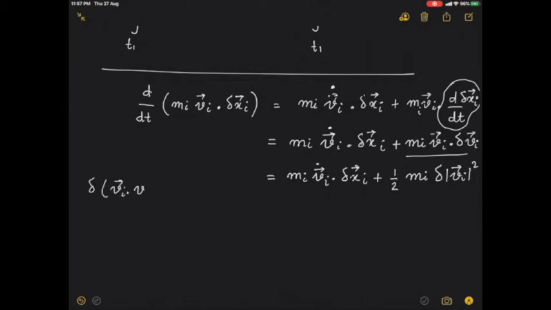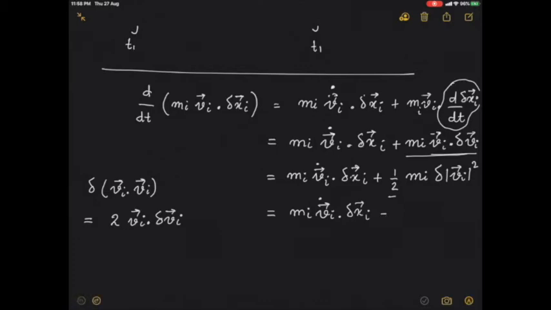So what happens if I do delta of |v_i| squared? Well, |v_i| squared is nothing but v_i dot v_i, so I get 2 v_i dot delta v_i. But I have v_i dot delta v_i here, so I put a half to compensate for that. And you will agree if I do the next step.